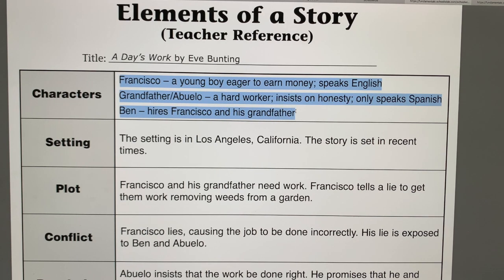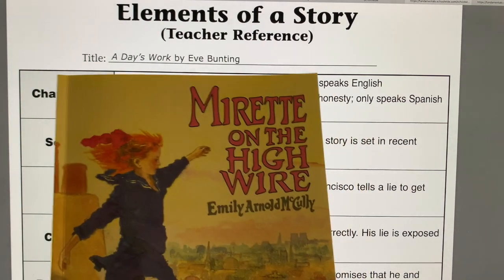So I want you to be specific. Don't just tell me a little boy or a little girl, use their names. Francisco in this story was a young boy eager to earn money. He speaks English. You don't have to tell me what language they speak, but a young boy eager to earn money, give me something. The grandfather or the abuelo, which was a hardworking Spanish speaker. I don't expect all of these words. And then Ben. So you can just tell me, like in this story, who are the main characters in this story?